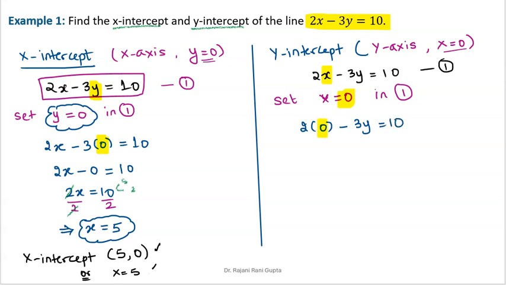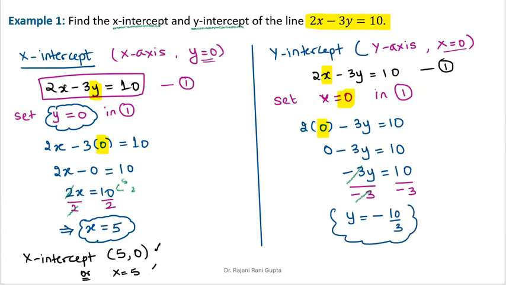We substituted 0. So this gives you 0 minus 3y equal 10, so minus 3y equal 10. What you need is the value of y. So divide both sides by minus 3. So this gets cancelled, and you get the value of y as minus 10 over 3. It's okay, you can keep it in this form. You don't have to put it in decimal.